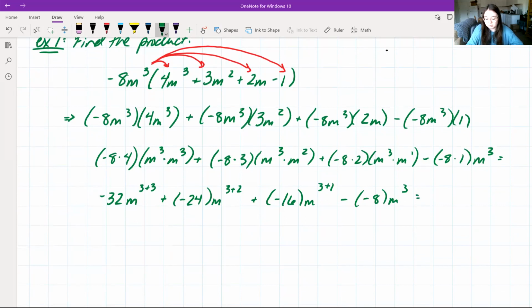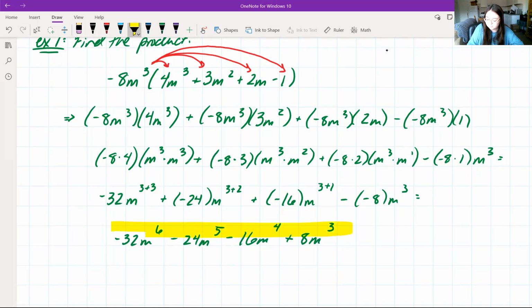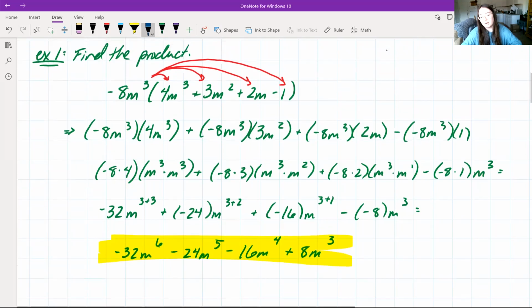And now we just want to simplify. So we get negative 32m to the power of 3 plus 3, which is 6, minus 24m to the power of 5, minus 16m to the power of 4, and lastly plus 8m to the power of 3. So that's how we would go about multiplying a monomial into a polynomial. We're really just distributing this term and multiplying it by each term in our polynomial.